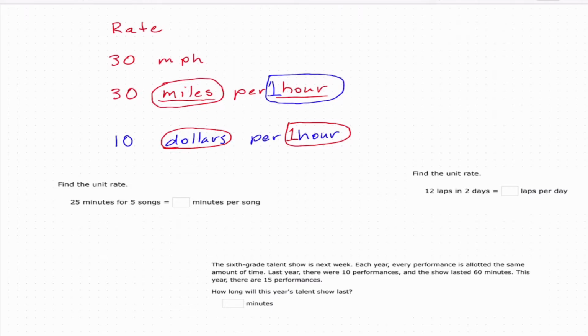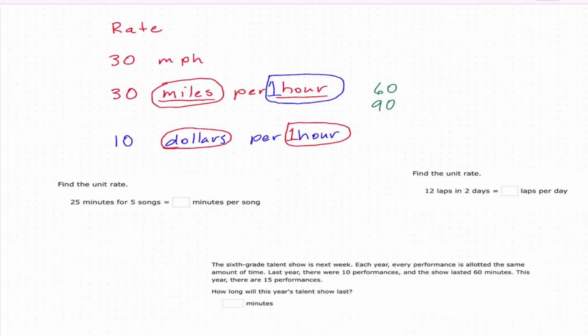Same thing whenever we're driving in a car. If we're traveling at 30 miles per hour for several hours, after 2 hours, we've gone 60 miles. After 3 hours, we've gone 90 miles, because we're traveling at that rate. Our unit rate is 30 miles per hour.